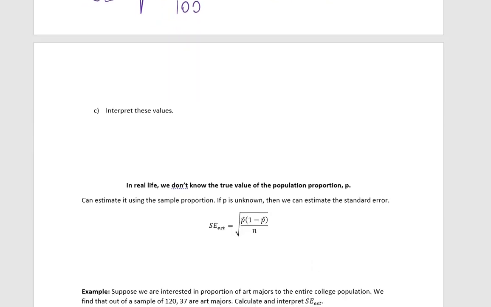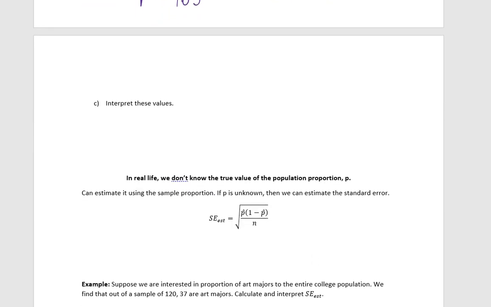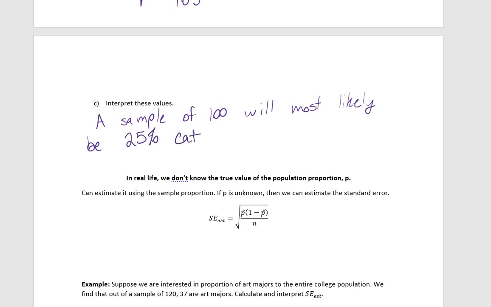Now what we want to do is interpret these values. So here's what that means. A sample of 100 will most likely be 25% cat people, give or take 4.33%.